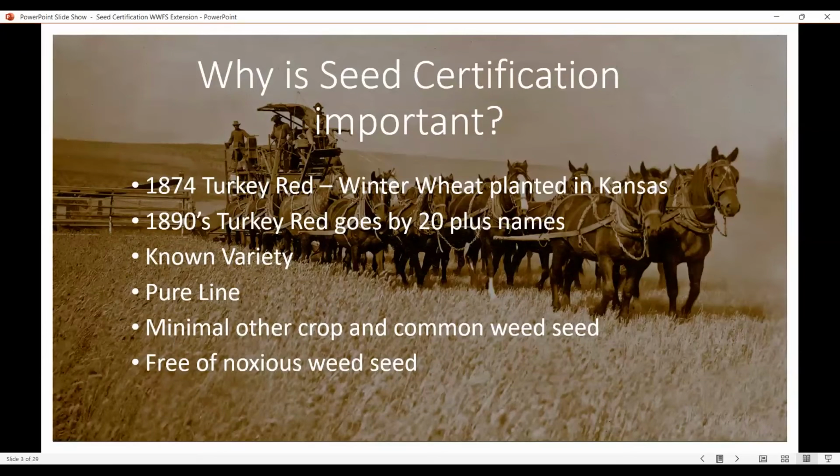Why is seed certification important? There's an old winter wheat variety called Turkey Red that originally came from the Ukraine-Russia region. It was first planted in Kansas in 1874, and by the 1890s, there were 20 plus names for Turkey Red. Certification helps when you purchase a seed. It's a known variety, it's a pure line, and there are minimal other crop and common weed seeds in the seed, and it is also free of noxious weeds.